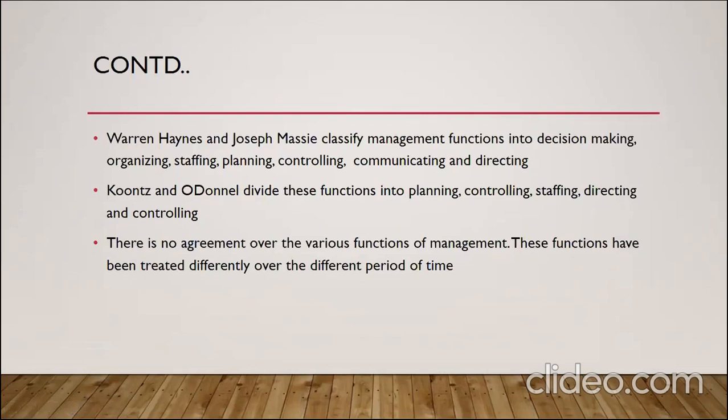Similarly, you can see Warren and Joseph have classified the management functions into decision making, organizing, staffing, planning, controlling, communicating, and directing. Warren and Joseph defined the functions of management starting from decision making. Most management experts have defined it from planning, but basically, before planning, you must make a certain decision. There is a pre-plan phase. I think you know about that.